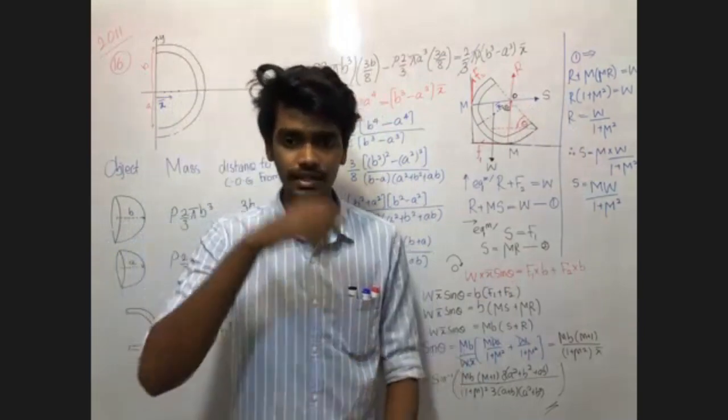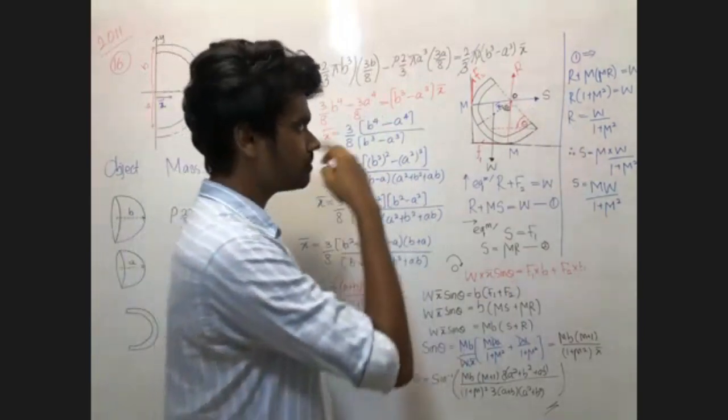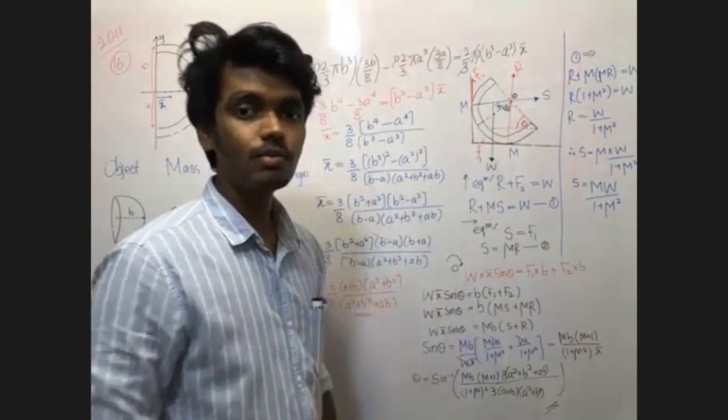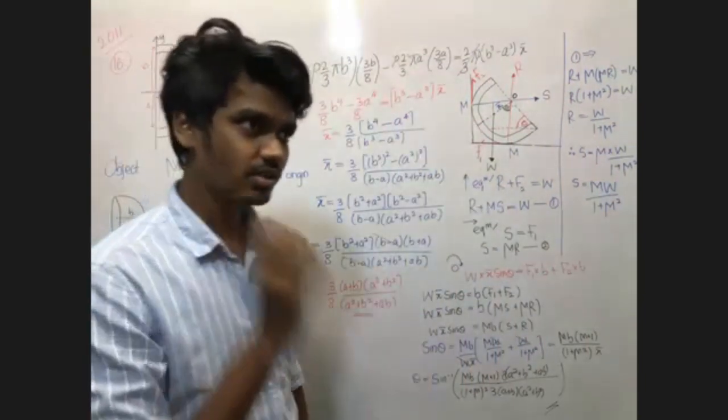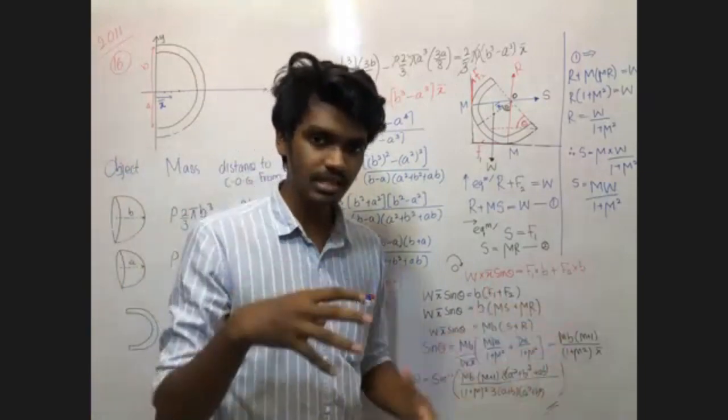And then next I applied what? I applied a moment. A moment around whom actually? A moment around O. Why did I choose O? So obviously, to include theta.